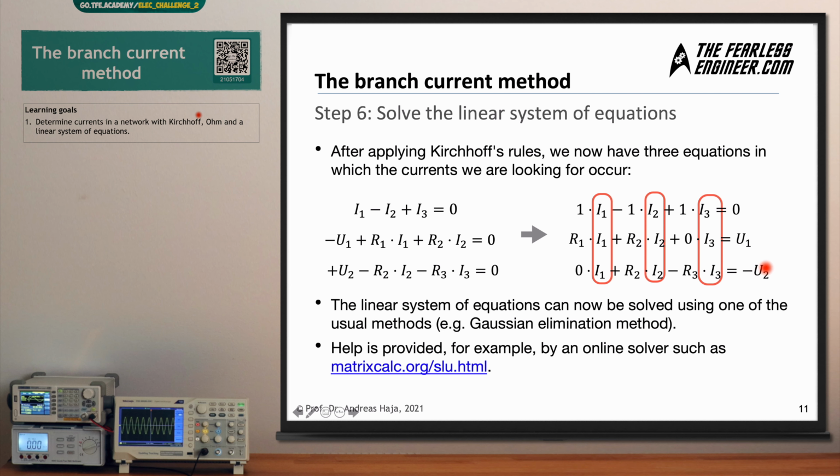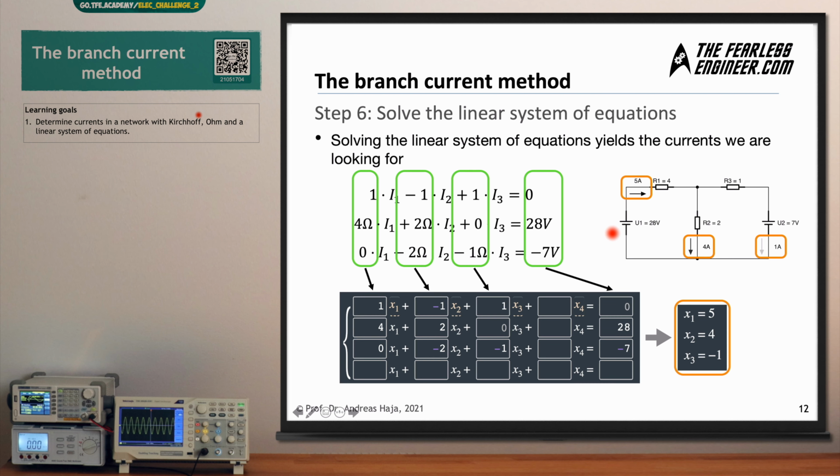You can then do this by hand if you want, using the Gauss method or Cramer's rule, but you can also get some help from the internet or from your calculator and use, for example, matrixcalc.org to solve this system of linear equations here to very quickly arrive at the resulting unknowns. And this is what I have done.